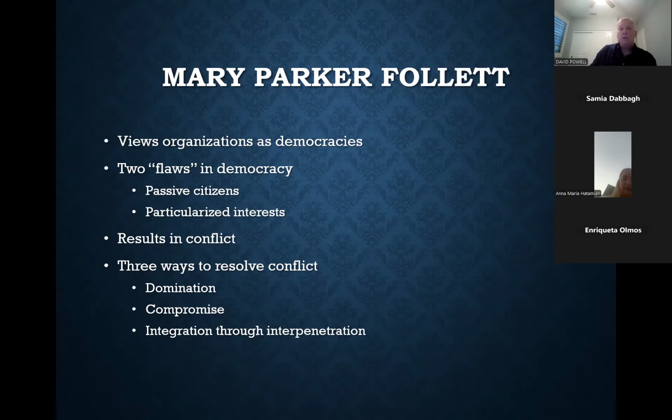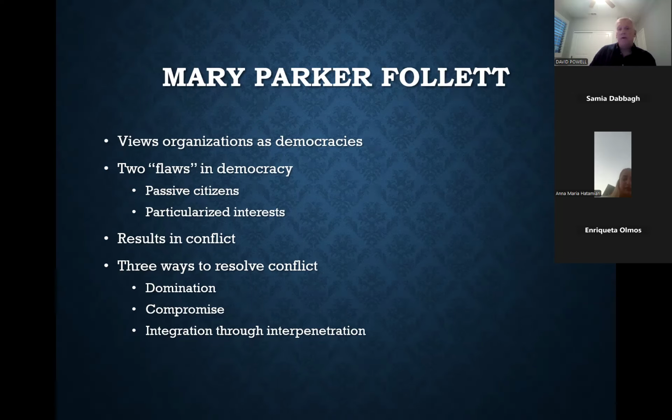So she says what we need to do to deal with passivity on the part of our employees is to afford them opportunities to participate. So we need an open system of communication horizontally as well as vertically in our organizations and provide our employees with the opportunity to participate in decision making. By giving them those opportunities, they become much more active employees. They'll have much more buy-in in the success of the organization.